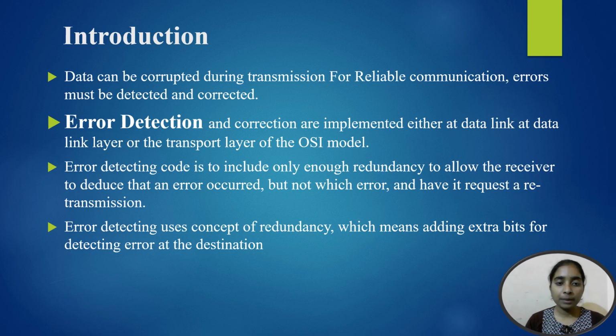Introduction. Data can be corrupted during transmission, so for reliable communication the errors must be detected and corrected. Error detection and correction are implemented either at the data link layer or the transport layer of the OSI model. The error detecting code includes only enough redundancy to allow the receiver to deduce that an error has occurred, and have it request a retransmission. Error detection uses the concept of redundancy, which means adding extra bits for detecting errors at the destination.